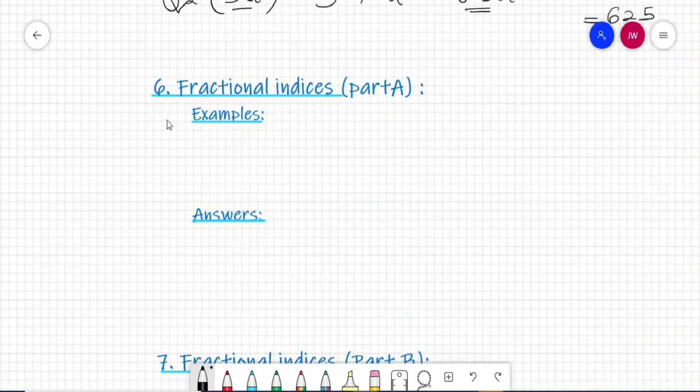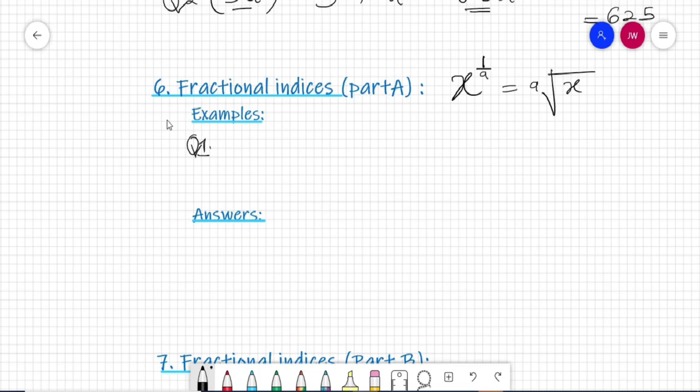So our 6th law for today is the fractional law of indices, part A. And this law states that if we have a variable x raised to the power of 1 over a, this is equal to the a-th root of x. Now let's solve some examples to better understand this law. Question 1, if we have 9 raised to the power of 1 over 2. Question 2, if we have 8 raised to the power of 1 over 3.